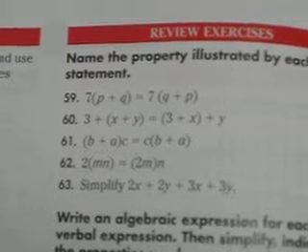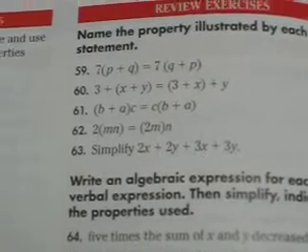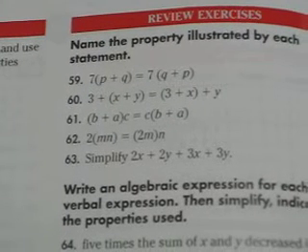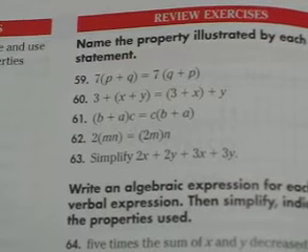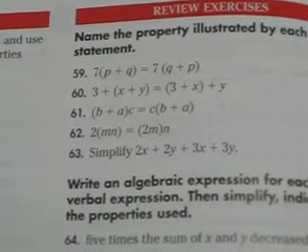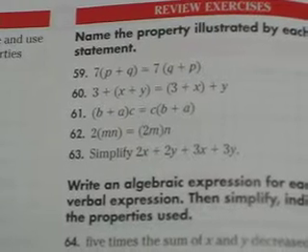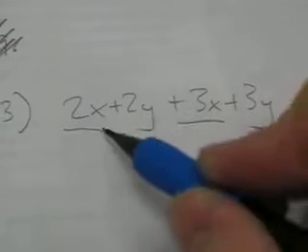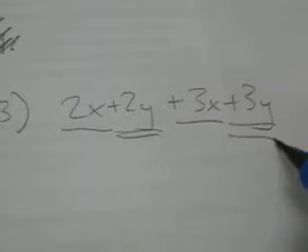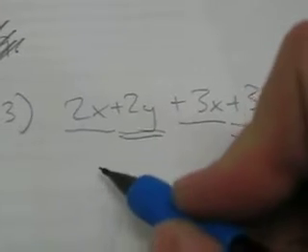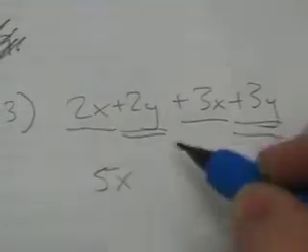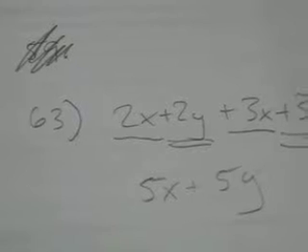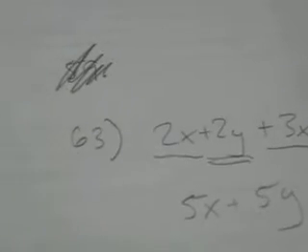And then 63. We're doing the same thing that we did on number 57. We're combining like terms because the directions just say simplify. So on number 63 we have 2x plus 2y plus 3x plus 3y. So if we combine like terms, we know that 2x and 3x are like terms, and 2y and 3y are like terms. 2x plus 3x gives us 5x. 2y plus 3y gives us 5y. So for number 63, our answer is 5x plus 5y.